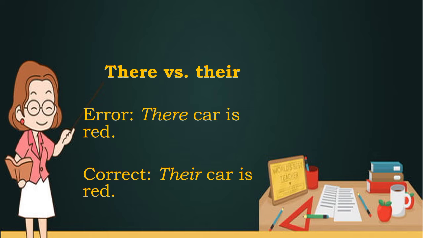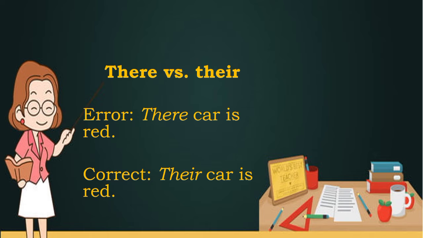So by reading this sentence, we can say that this sentence is incorrect. Why? Because this sentence uses the first there, which is a place indicator. But the sentence doesn't indicate a place. Instead, it indicates that the subject has a red car. So supposedly, it should use the second their. So the correct construction of the sentence is, their car is red.